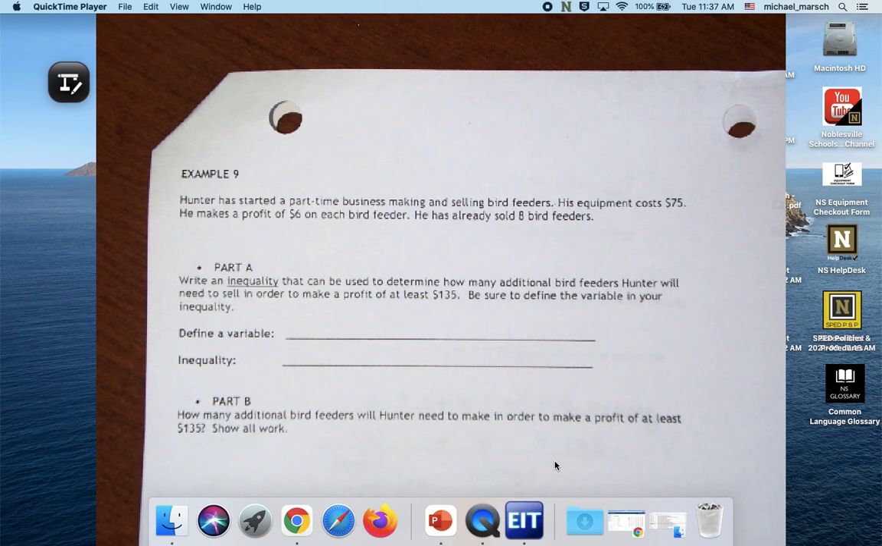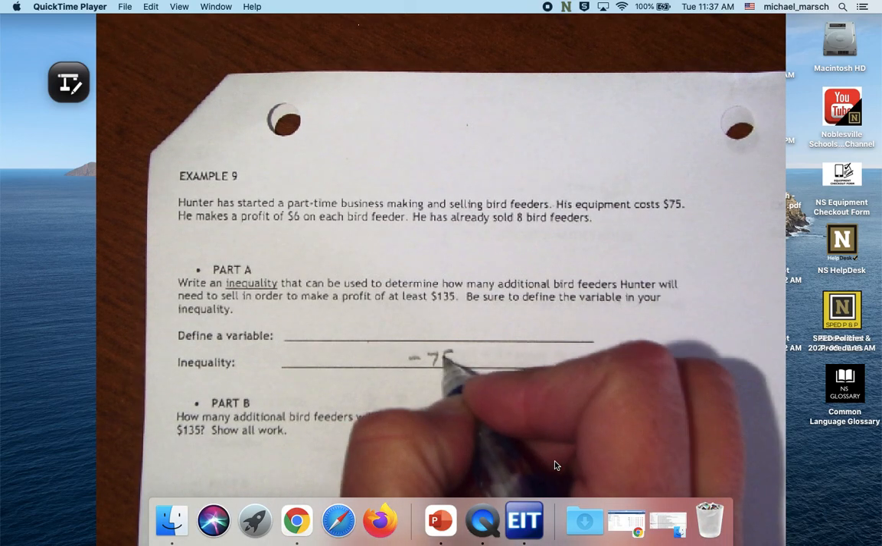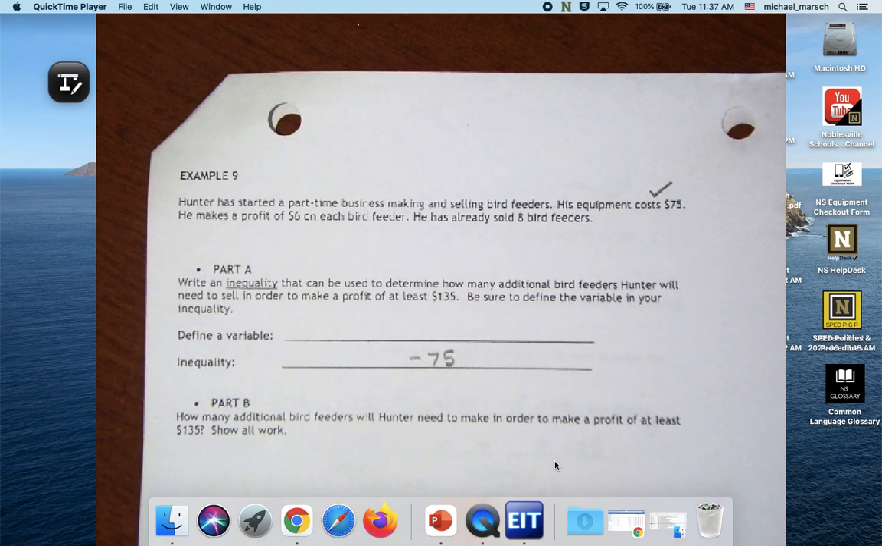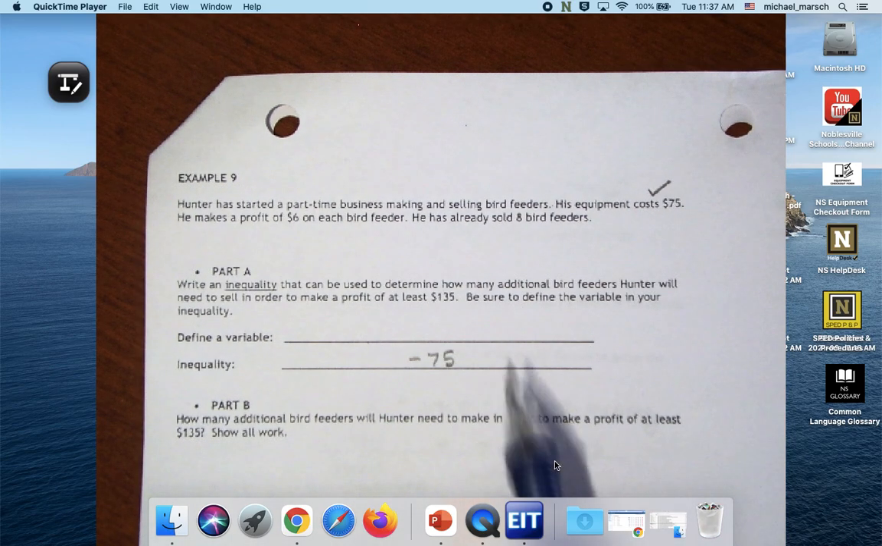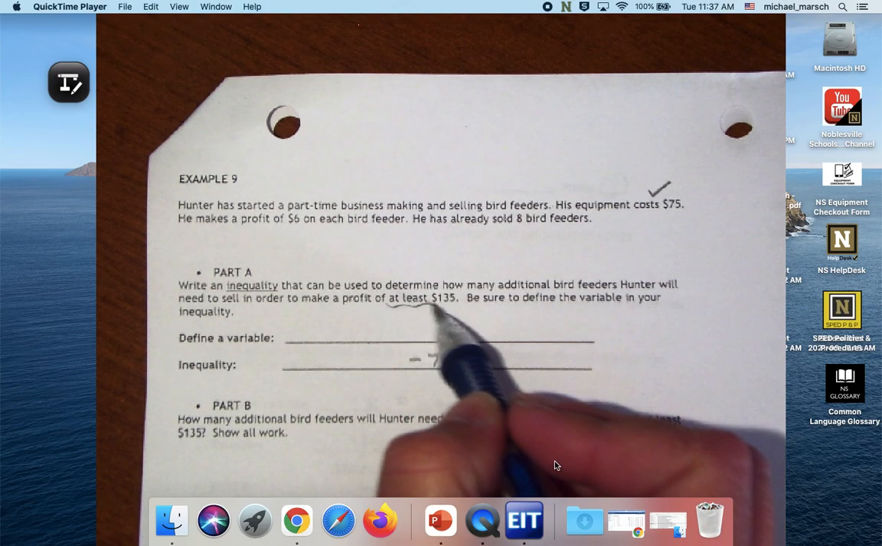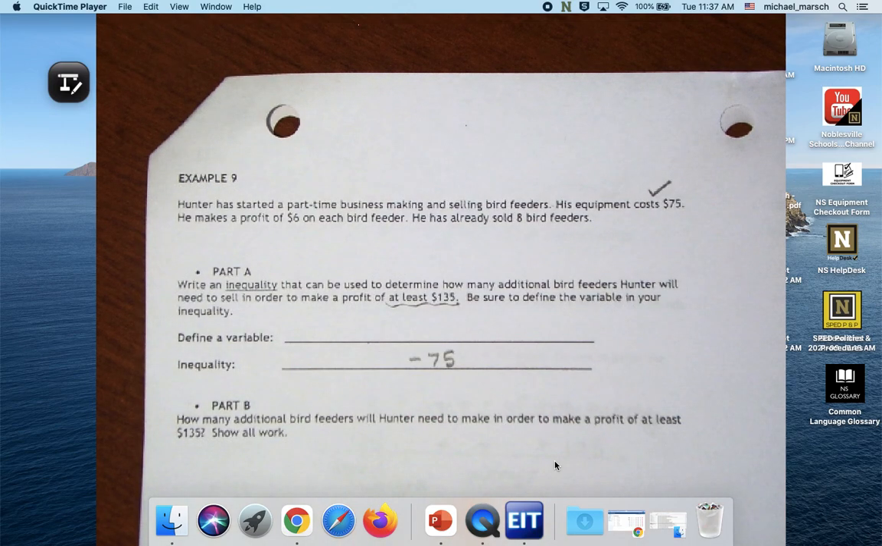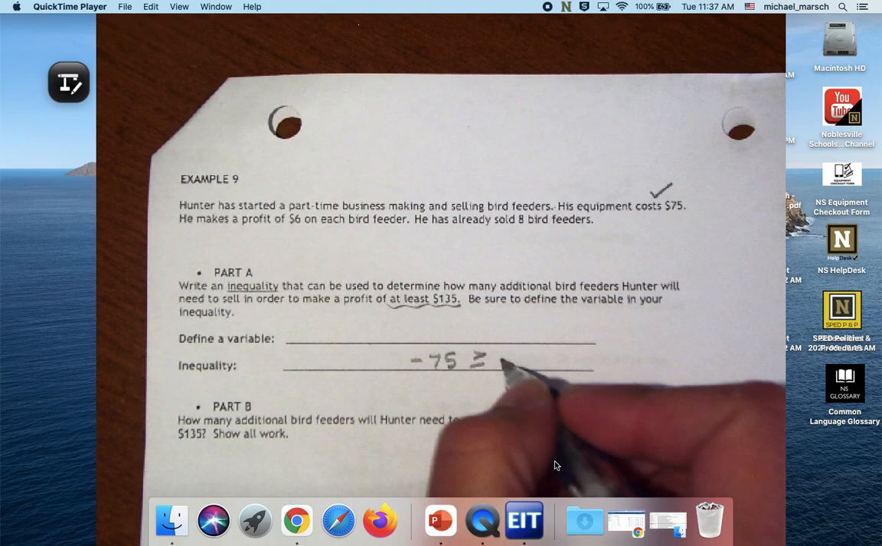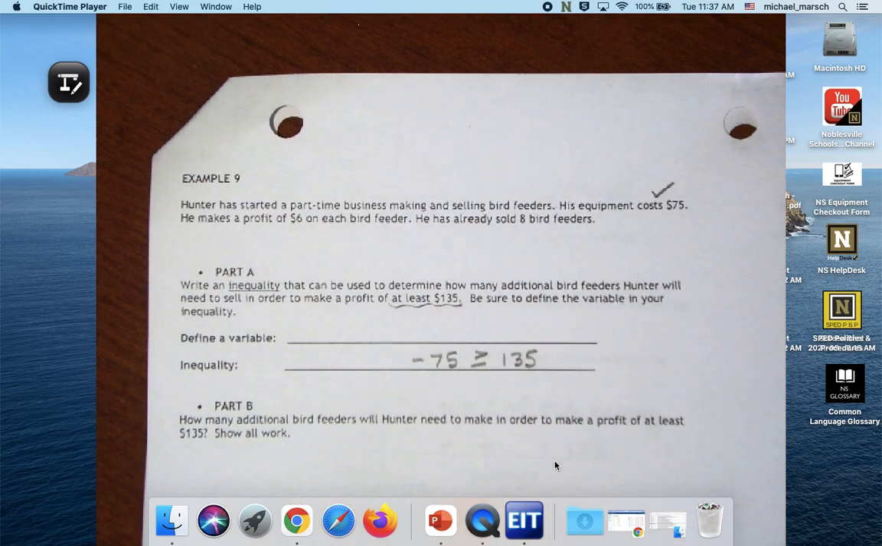Okay, so we know how much his equipment cost. 75. Is that something he made or he had to spend? Spend. So how would we show that mathematically? Subtracting. So we need the $75 in there as being subtracted. He wants to make at least $135. So what inequality symbol would I use for at least? Greater than or equal to? 135.